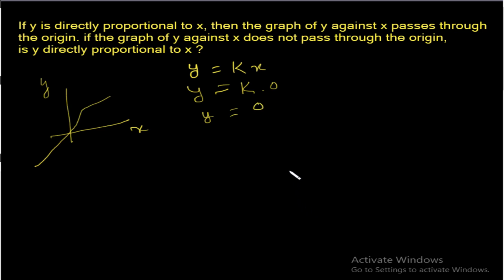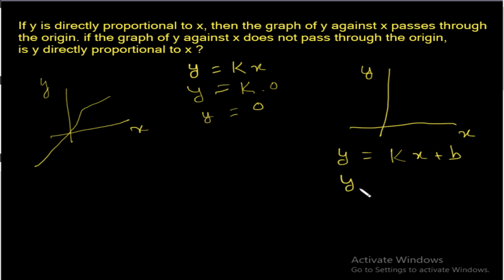Okay, now if the graph of y against x does not pass through the origin, it means that there is an additional constant term in the relationship between x and y. In other words, the relationship is of the form y is equal to kx plus b, where b is not equal to 0. This represents a linear relationship, but not a directly proportional one. The constant b indicates a vertical shift from the origin. So when x is equal to 0, y will be equal to b instead of 0.